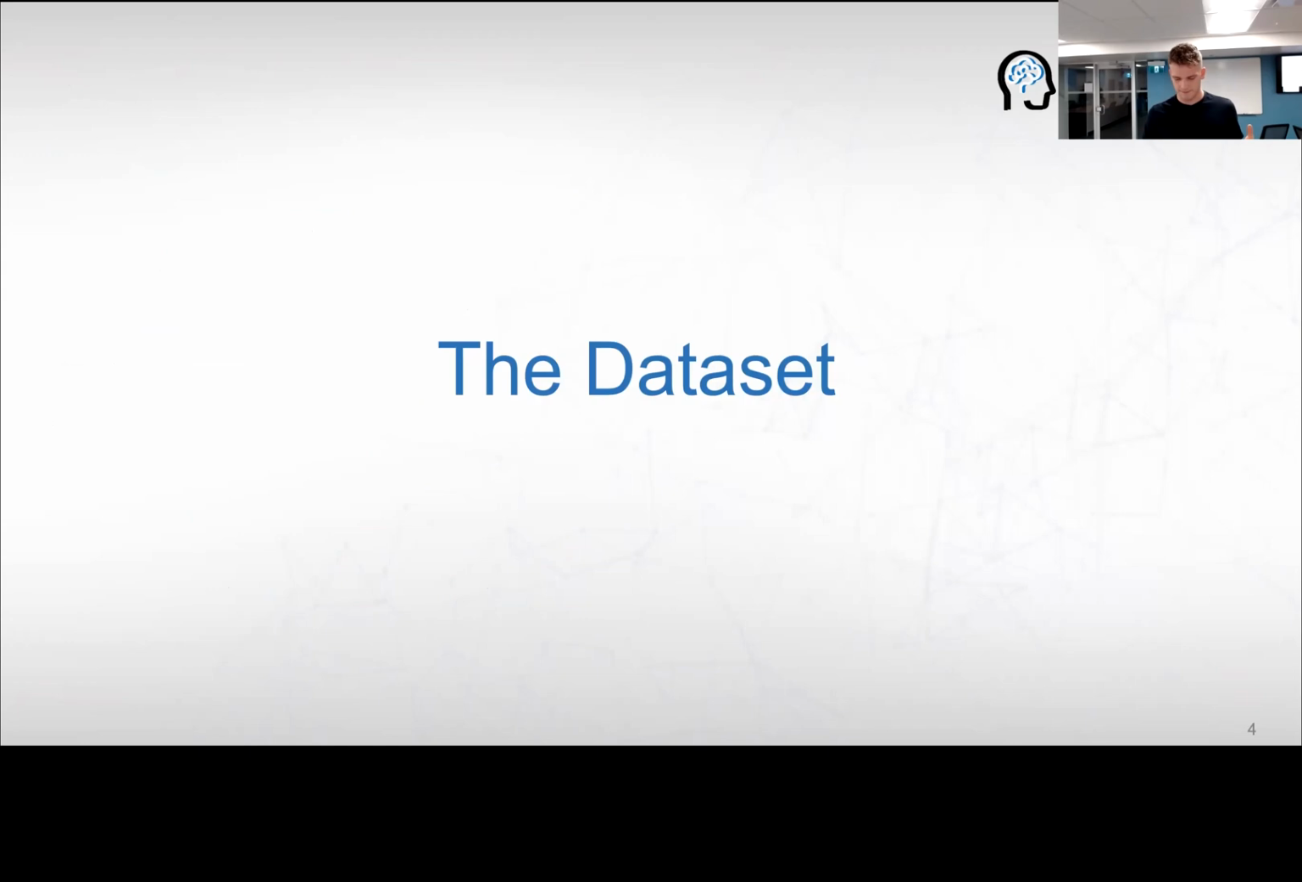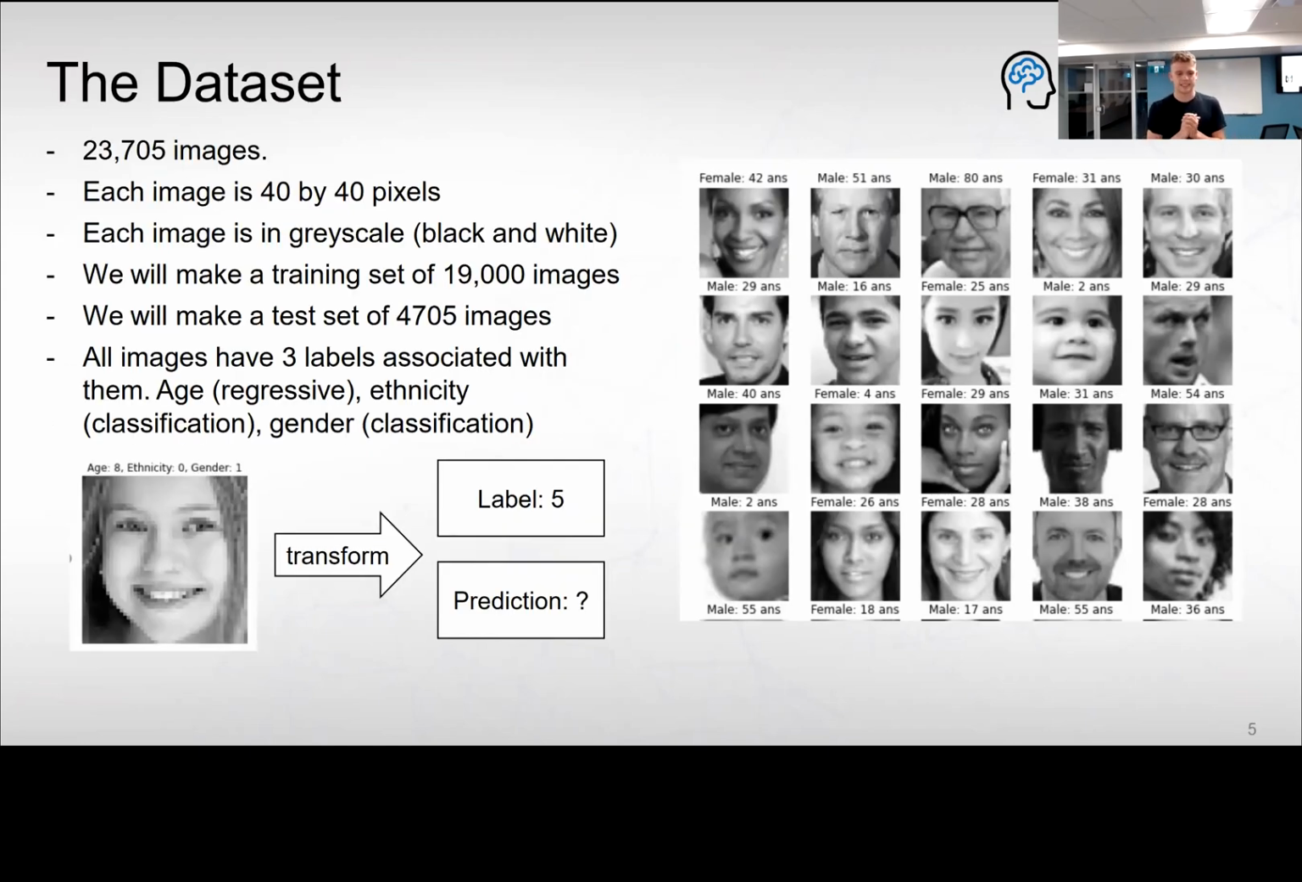So let's talk about the data set. We have 23,705 images. Each image is 40 by 40 pixels. Last week, we worked with the MNIST data set, which was handwritten digits, 28 by 28. So our images are getting a little bit bigger, a little bit more complex. But you can still see there is a lot of pixel degradation, and these images are a little bit blurry, and they're in black and white.